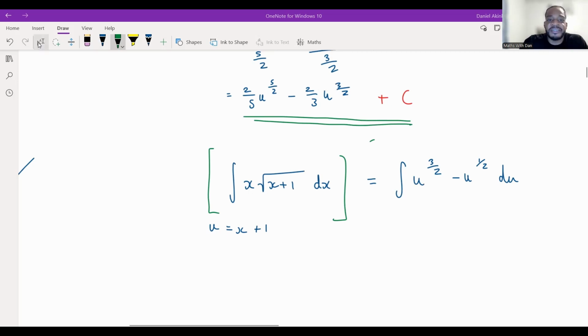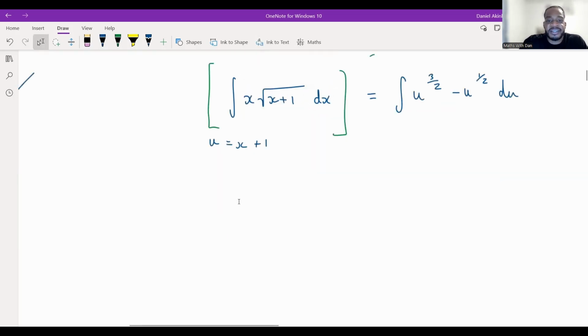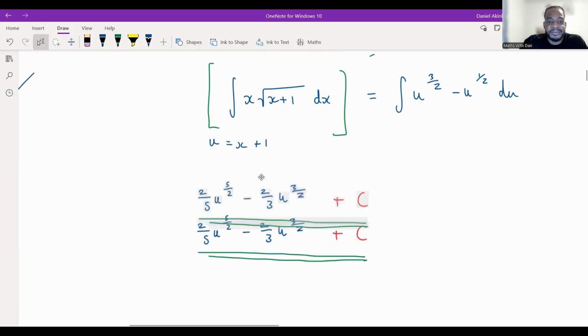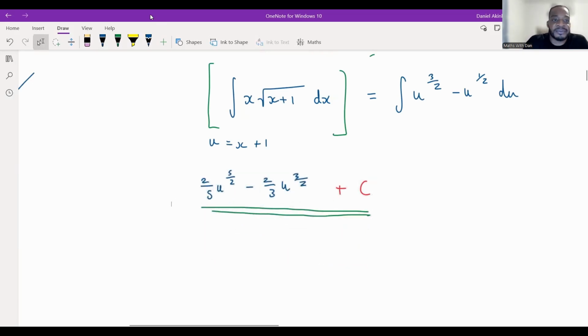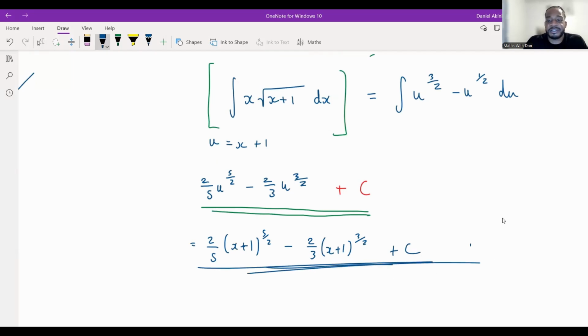So in an exam, you would never, ever, ever leave your answer like this. Never. What you would do is say, fine, that is this one here. And then we know that u is x plus one. So your final answer is going to be 2/5 (x plus 1) to the 5 over 2 minus 2 over 3 (x plus 1) to the 3 over 2 plus C. And that would be your final answer.